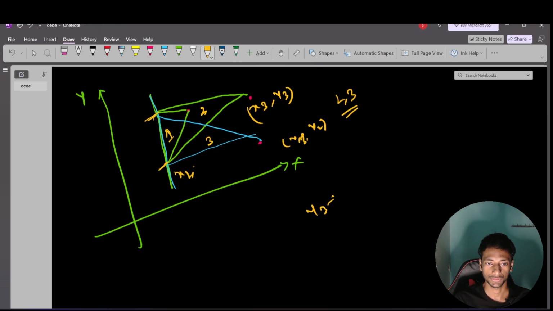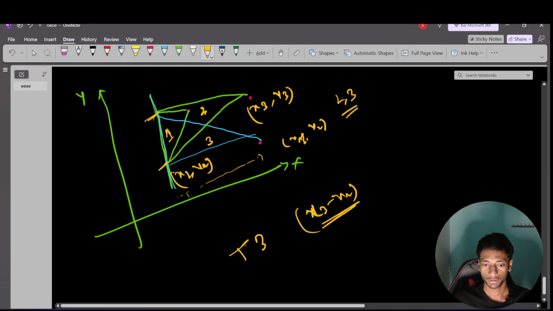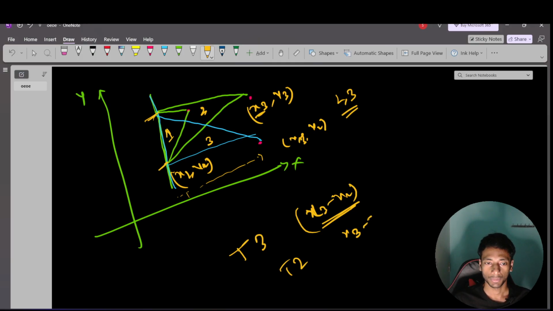Sorry, this is actually x2 comma y2. Okay, so the height for this triangle will be what? That will be x3 minus x2. Okay, for this triangle T3, and for T2, what will be the height? That will be, in a similar way, x3 minus x2, correct?